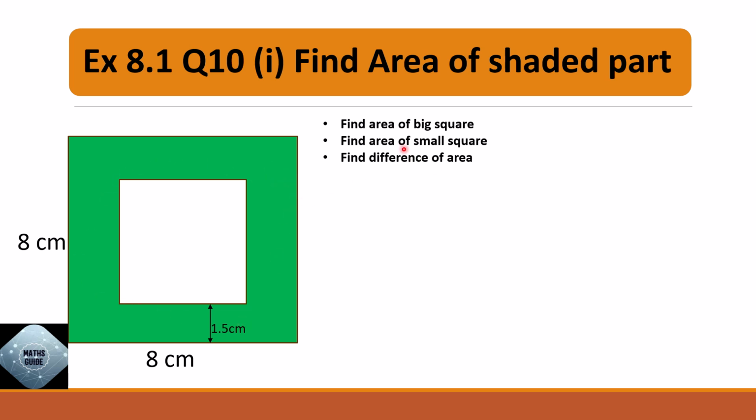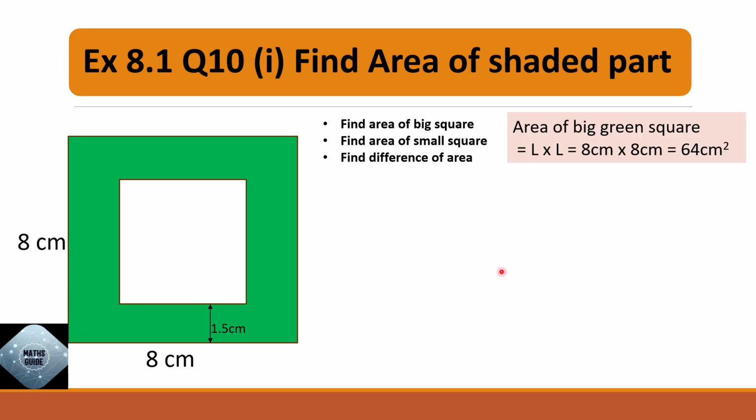So we have to follow 3 steps. We will find the area of the big square, then we will find the area of the small square, and then find the difference of both areas. So let's find out the area of this big square. The two dimensions are 8 centimeter, and as it is a square, both have the same measurements. Let's find out its area. The area of the big green square is 64 centimeter square.